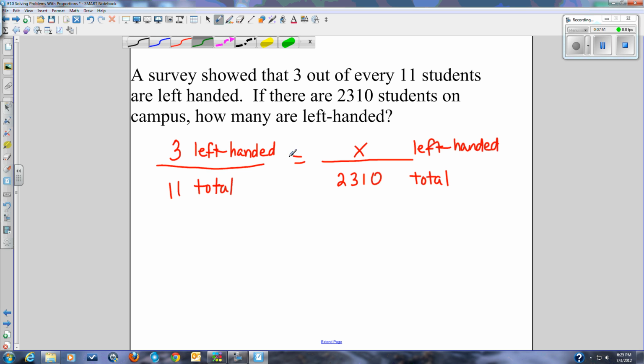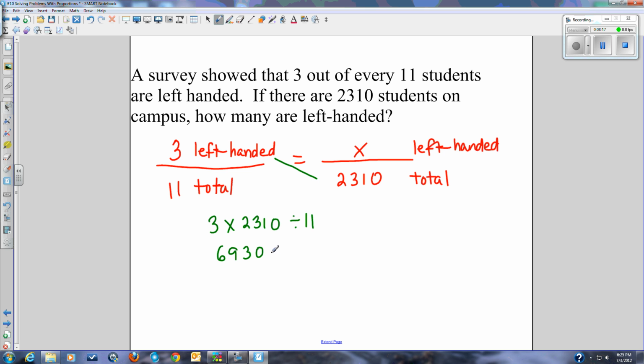And we're going to go about this the same way we did before. Connect the numbers that are located diagonally from each other and multiply them. So 3 times 2,310, and then divide by our third number of 11. So 3 times 2,310 gives you 6,930, and we want to divide by 11, which gives us 630 left-handed students.